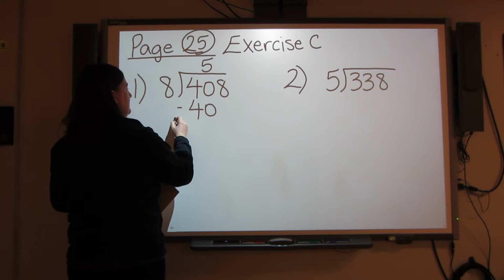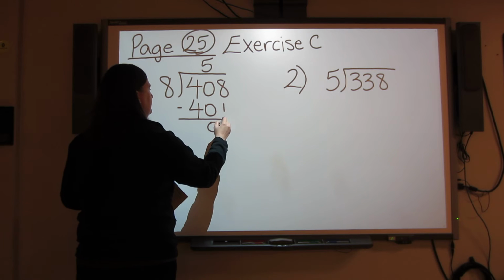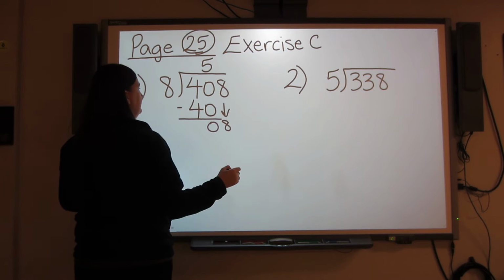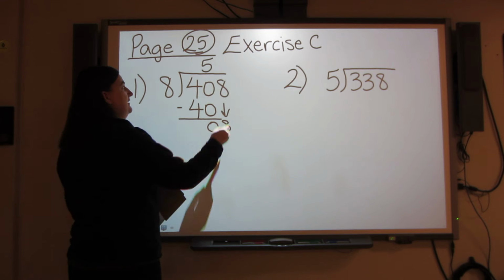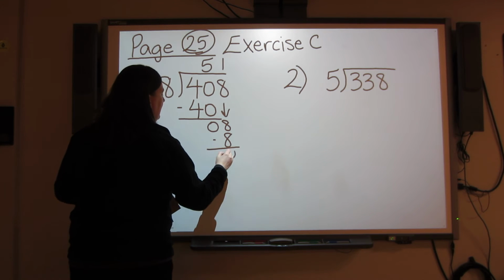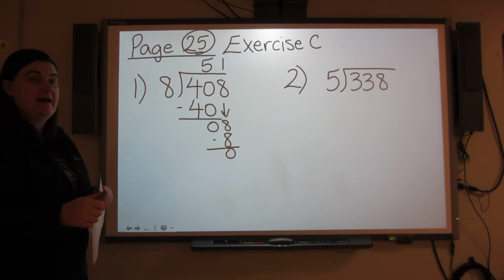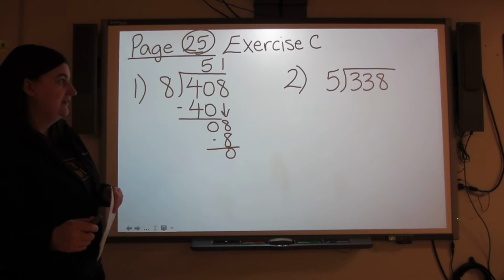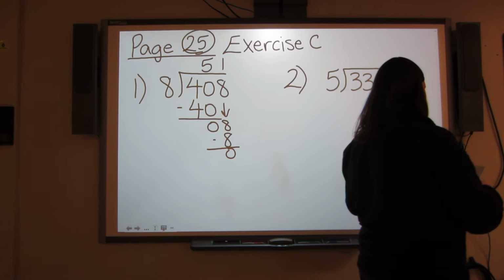So 40 minus 40 is 0. Drop your 8. 8 into 8 goes 1 time. And this example does not have a remainder. Let's look at number 2.